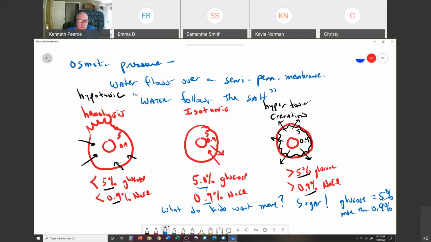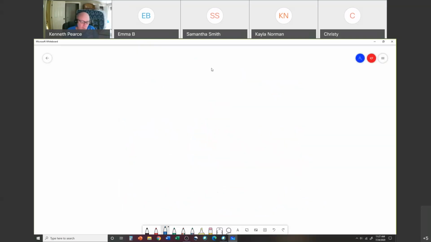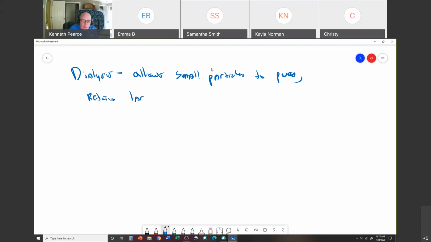All right. So what's the difference between osmosis and dialysis? All right. Dialysis is based on osmosis, but it allows small particles to pass and retains large particles.